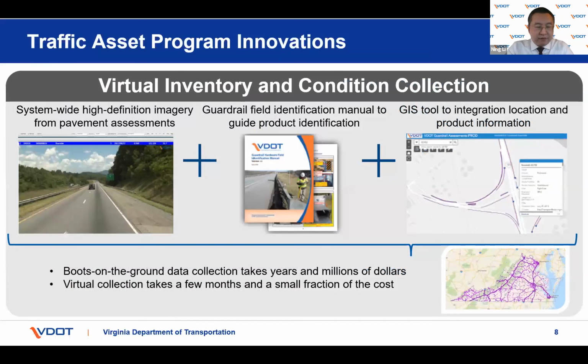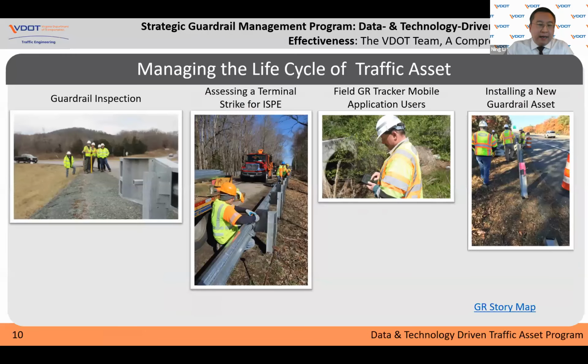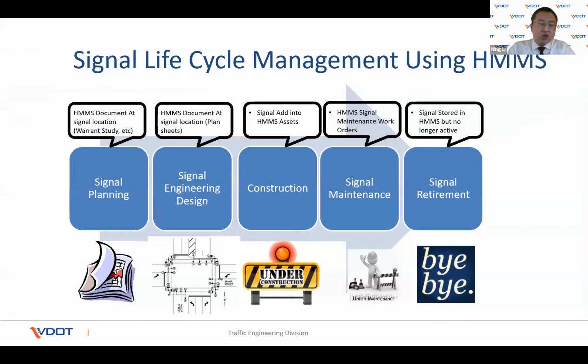Another innovation for our programs is using virtual data collection to collect inventory, which significantly reduces the cost and timeline. We did that for our curb ramps and for our guardrail terminals. We have also strived to manage the assets through their life cycles. We did it for the guardrails and for traffic signals. In a nutshell, we're trying to integrate asset information from its planning stage to design and construction in one spot, a one-stop, so we can have the work order information of an asset in one place.